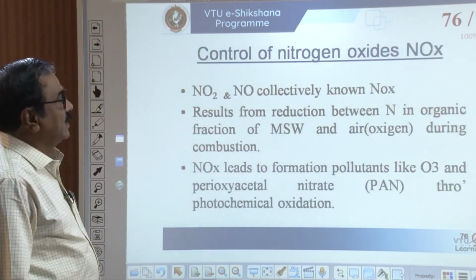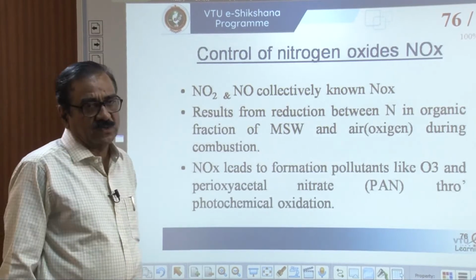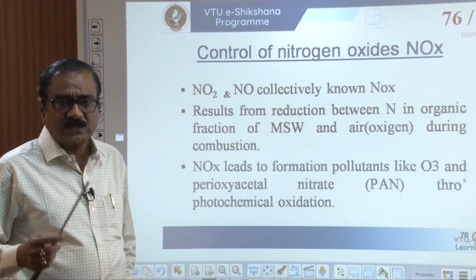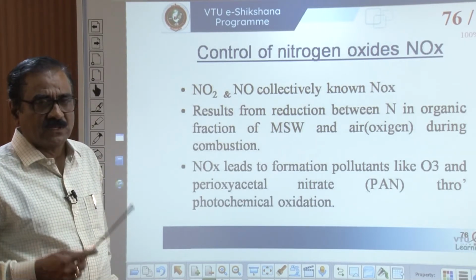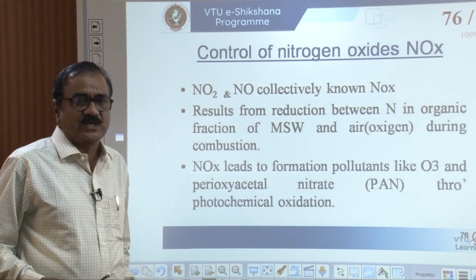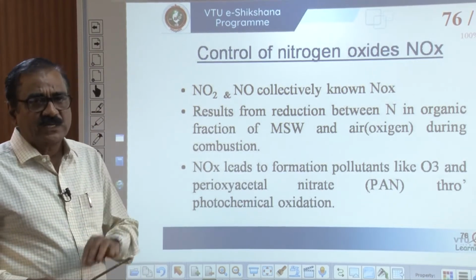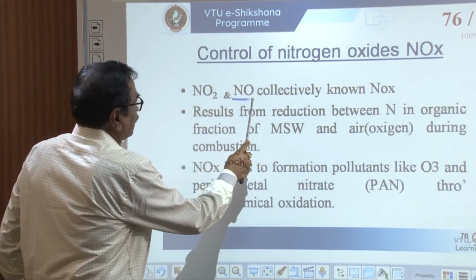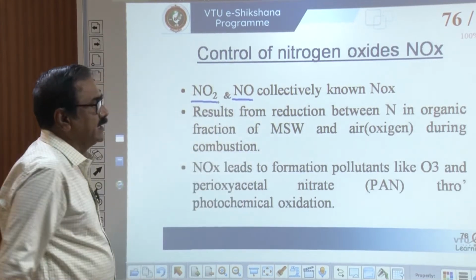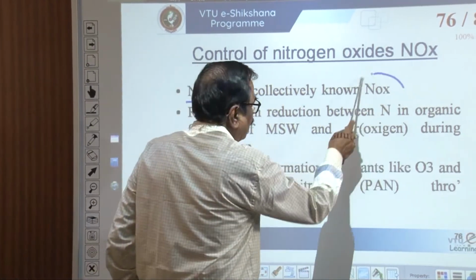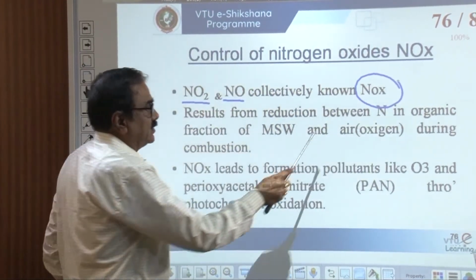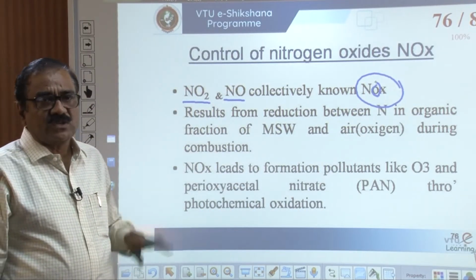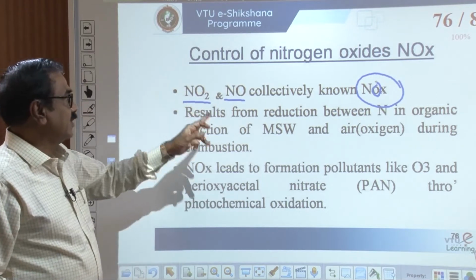Next slide. Okay. Now there are various pollutants. I told you sulfur dioxide is there, furans are there, oxides of nitrogen are there. Then we shall discuss the various gaseous pollutants generated, and in brief I will tell how they can be controlled. So nitric oxide and nitrogen dioxide, collectively those are known as NOx, nitrogen oxides. One is nitric oxide and the other is nitrogen dioxide.